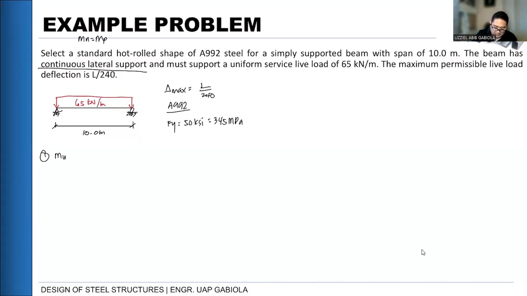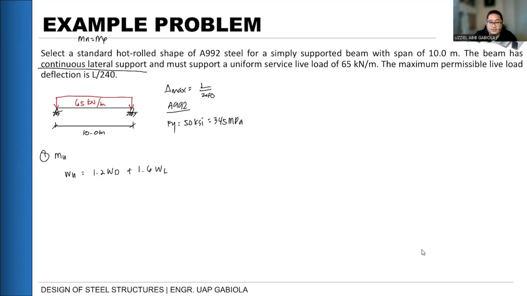Okay, so our ultimate distributed load will be equals to 1.2 WD plus 1.6 WL. Okay? So dito walang given na applied o superimposed dead load, pero di ba yung steel beam natin meron siyang weight, self-weight? Pero for a more conservative assessment, pwedeng i-neglect muna natin yung weight ng beam. So ang gagamitin lang muna natin is yung live load na 65 kN per meter.